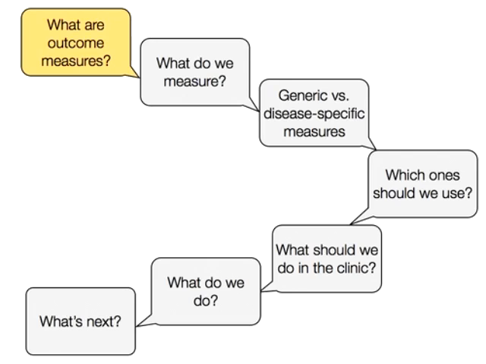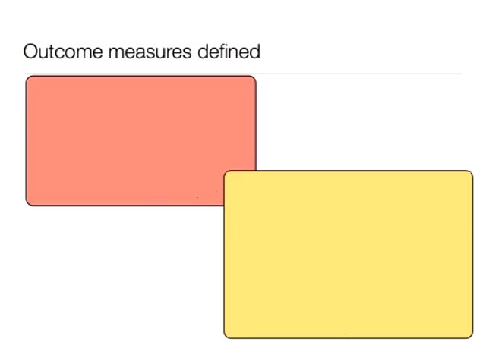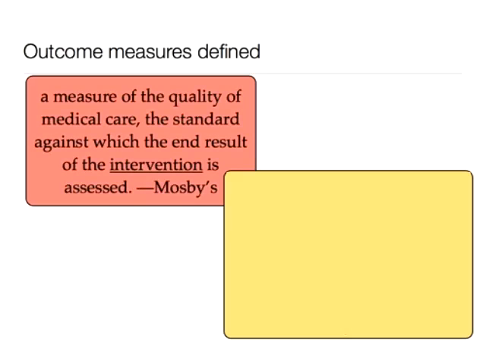Again, I've been in this field for over 20 years, and I never actually thought to define to myself what outcome measures are. I thought I knew, so I went to the literature, and I was gratified to find that what I thought outcome measures were is what's been most widely described. So, for example, Mosby's Medical Dictionary defines an outcome measure as a measure of the quality of medical care, the standard against which the end result of an intervention is assessed.